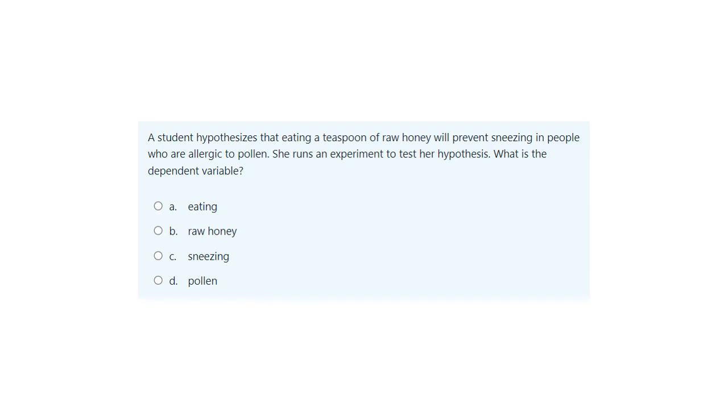A student hypothesizes that eating a teaspoon of raw honey will prevent sneezing. So she thinks that if they eat a teaspoon of raw honey, there will be no sneezing in people who are allergic to pollen. So she runs an experiment to test her hypothesis. What would be the dependent variable?